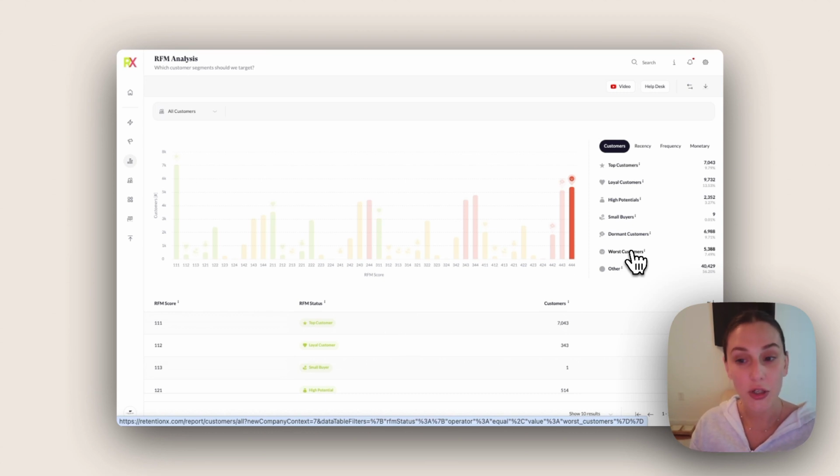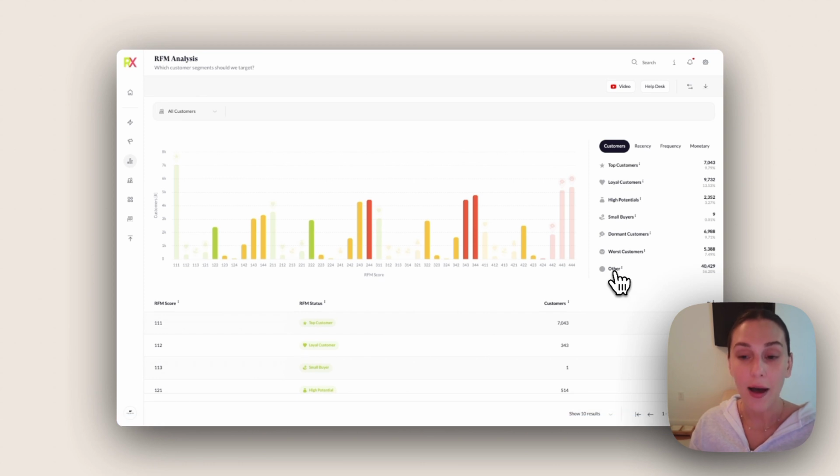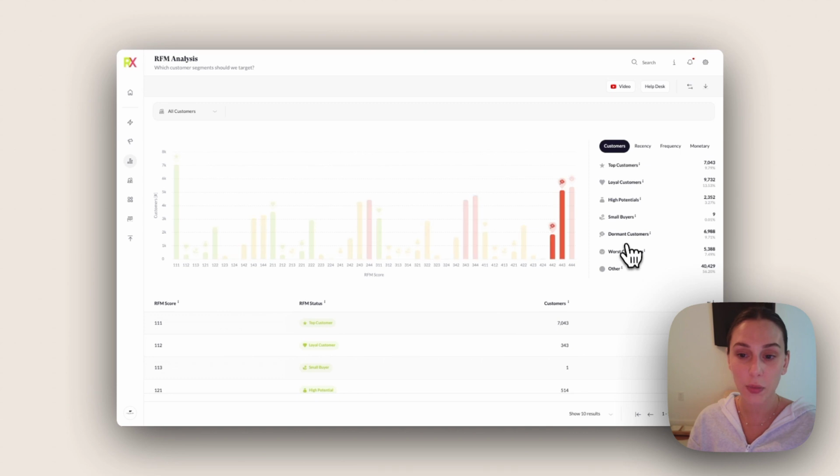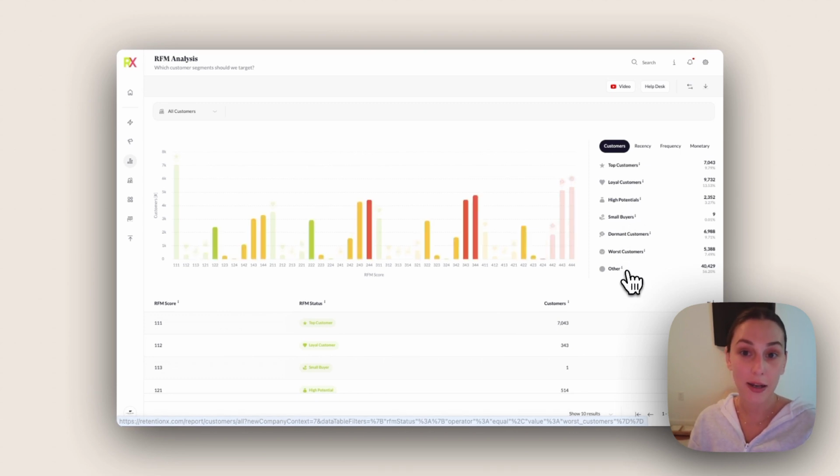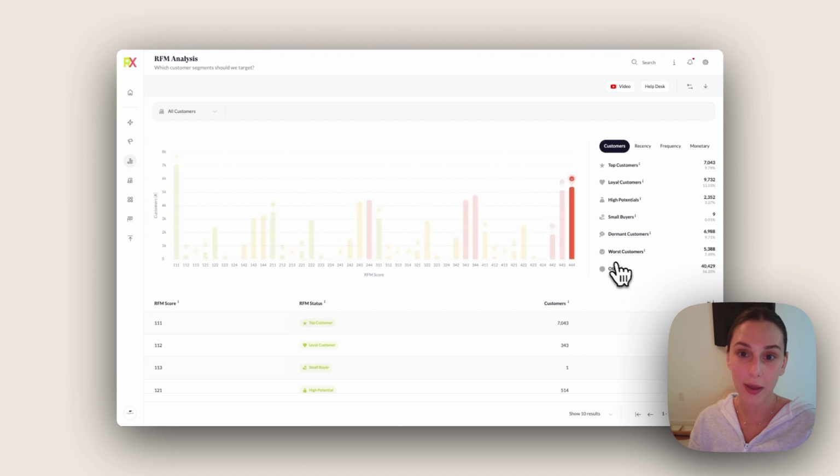In addition, we do have this other group. A common question we get asked is, what is other and why is there such a high sample size that belongs to this other group? And the reason for this is because every single customer in your customer base is assigned a specific RFM score based on how they rank. And not every RFM combination will meet the criteria that we have for these predefined categories here. And if they don't meet the criteria, then in turn, they're falling into this other bucket.